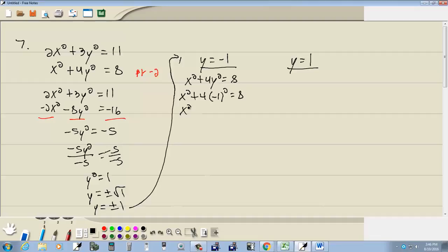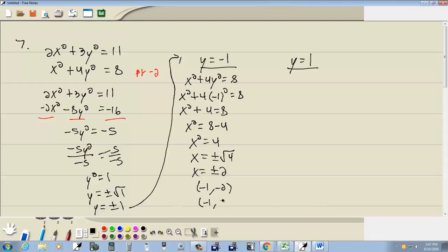Negative 1 squared is positive 1 times 4 is 4. Plus x squared equals 8. Take the 4 over, we get a negative 4. And that gives us x squared equals 4. And the square root property again says you drop your square and you put a plus or minus square root on the other side, which gives us plus or minus 2. So for that particular y value, we're going to have negative 1, negative 2, and we'll have negative 1, positive 2.